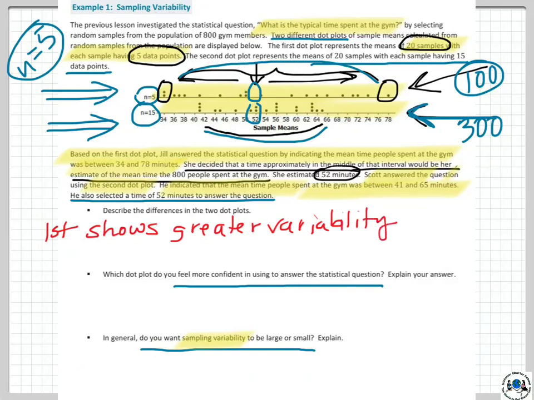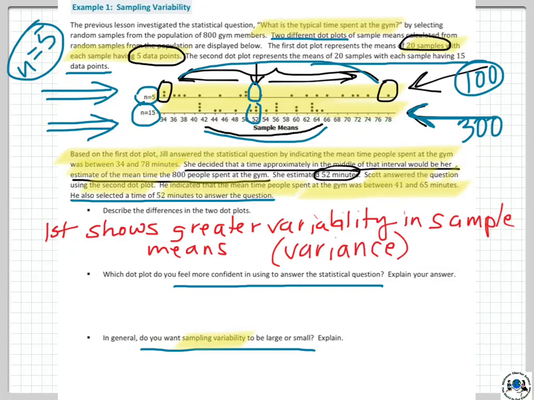Interesting word, variability, in sample means. You can see it's a greater variability. And later on in statistics, you'll see a term called variance. And also we talked about something called standard deviation last lesson. So these are other things that you might want to put in your memory bank somewhere.